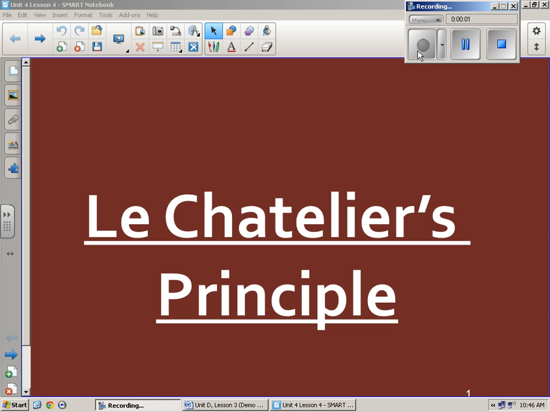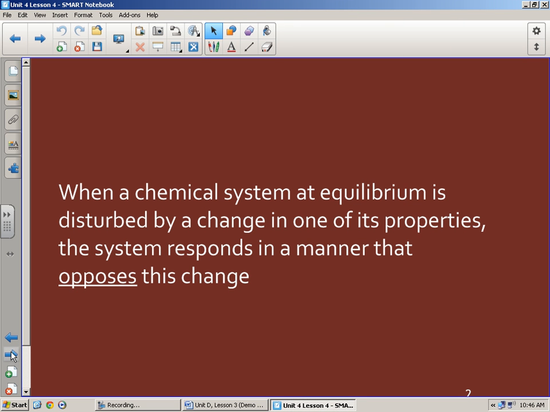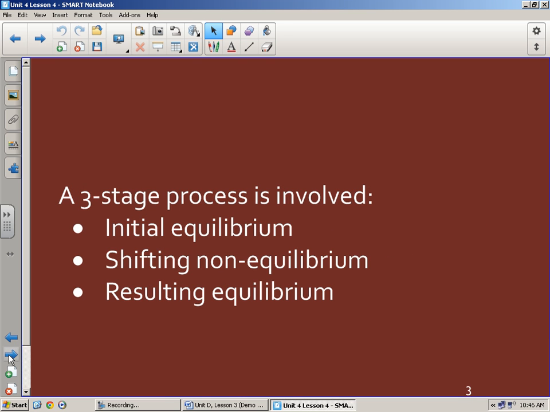This is what we'll talk about today, and I showed you that in the lab, how things try to oppose the changes we apply to an equilibrium system. So when a chemical system is at equilibrium and is disturbed by a change in one of its properties, the system responds in a manner that opposes this change.